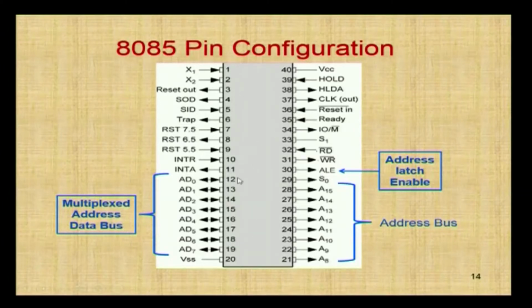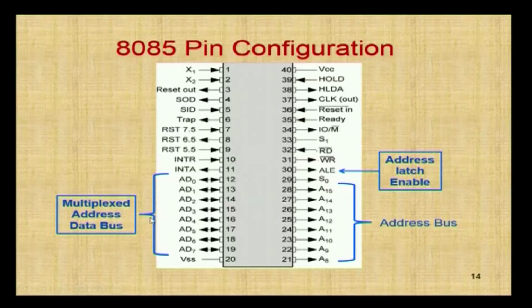Multiplexing means the same pin is used for two purposes. These 8 pins are used as address as well as data. Data consists of 8 bits starting from D0 to D7, and address consists of 16 bits starting from A0 to A15. This part is exclusively for address. These higher order pins are exclusively for address, and these lower pins are for address as well as for data.